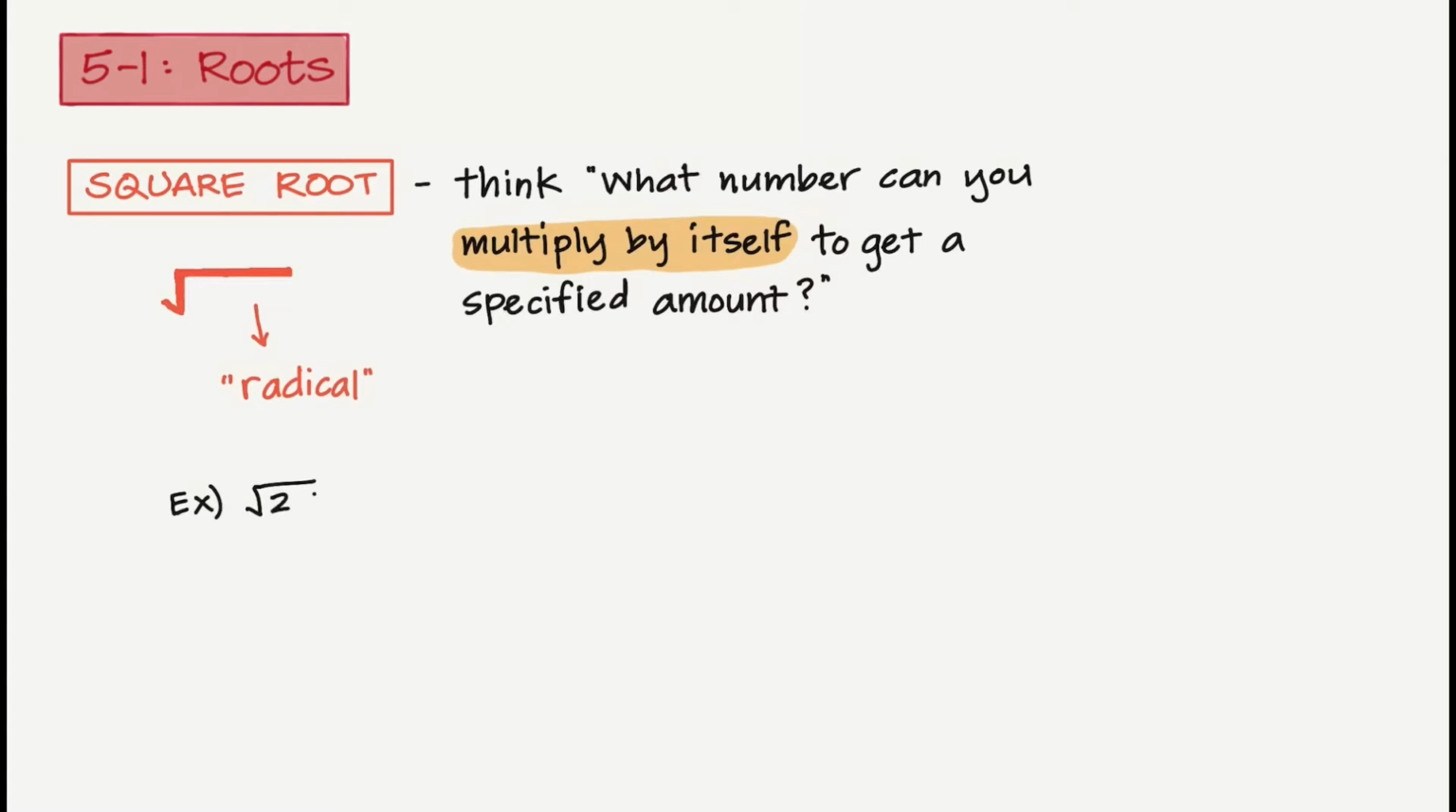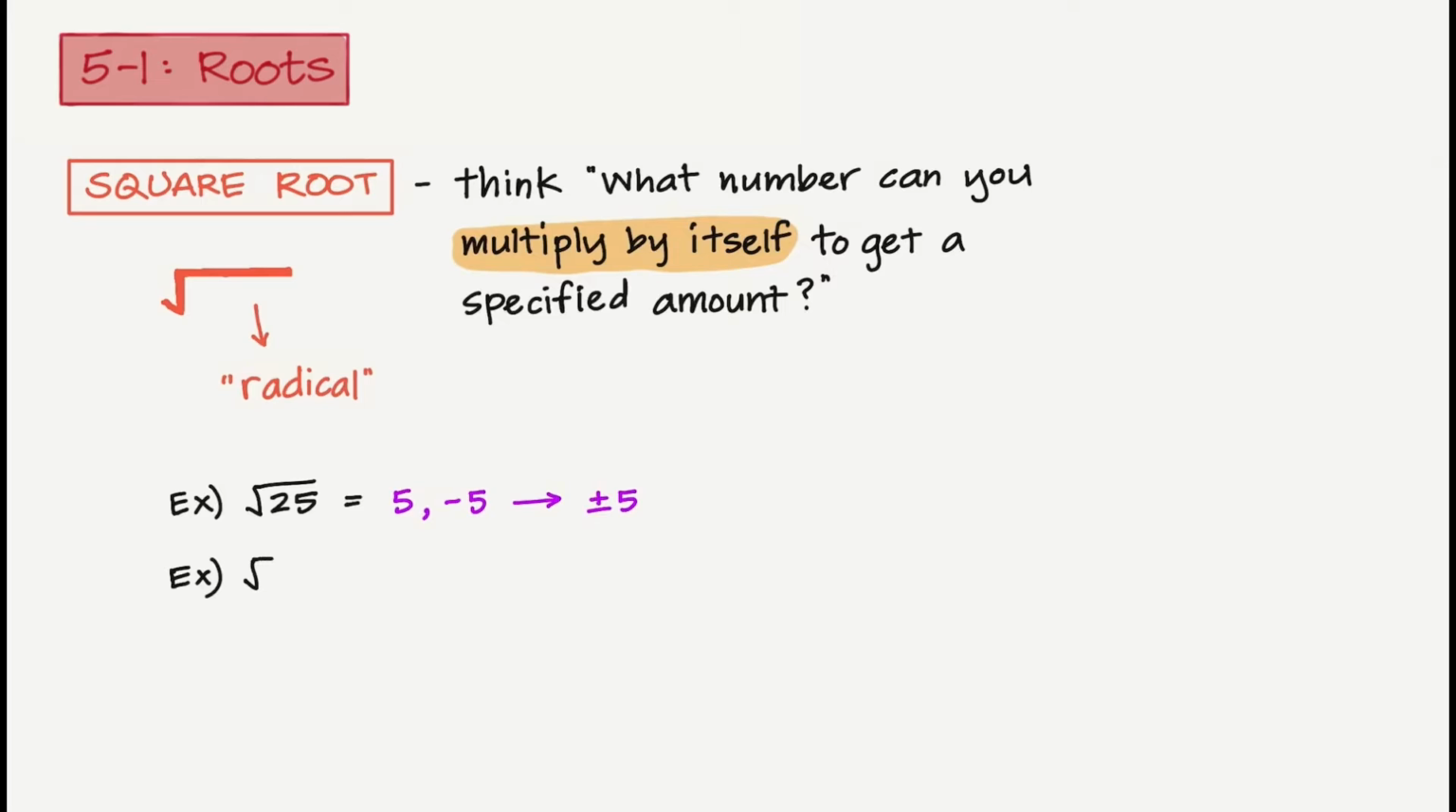So the square root of 25 is pretty easy, right? It's 5. 5 times 5 gives you 25. But it could also be negative 5. Negative 5 times negative 5 is also positive 25. So the condensed way is this symbol, plus or minus 5.